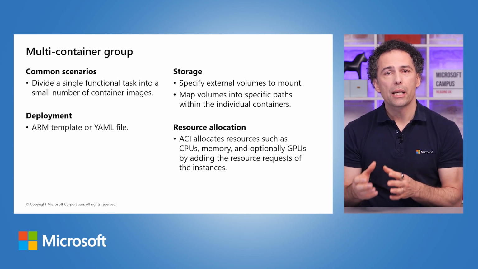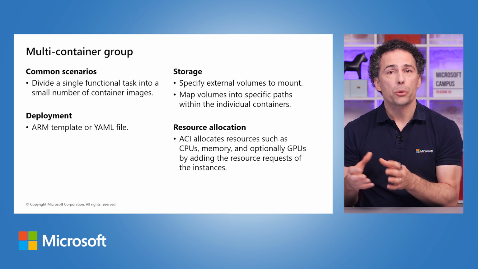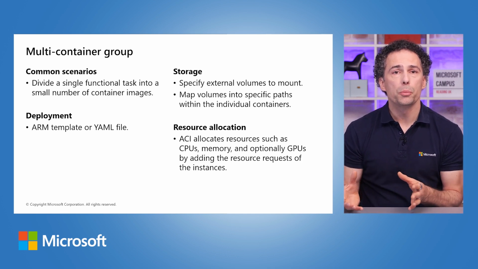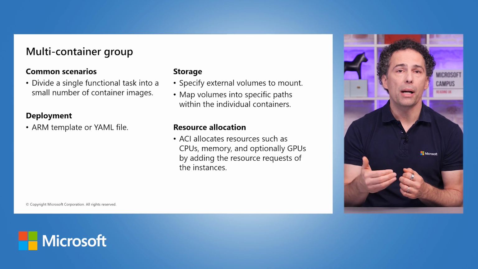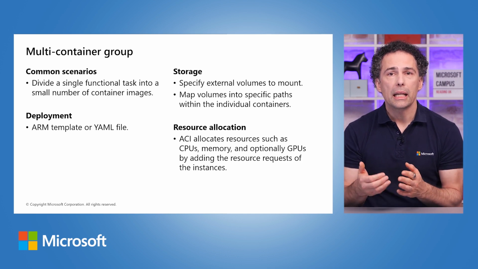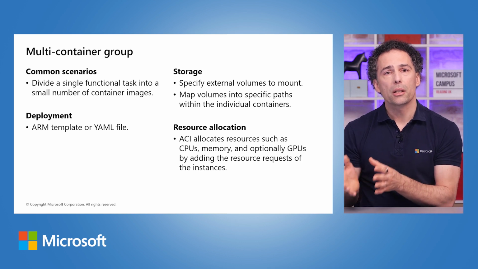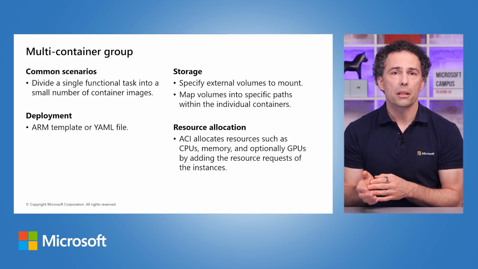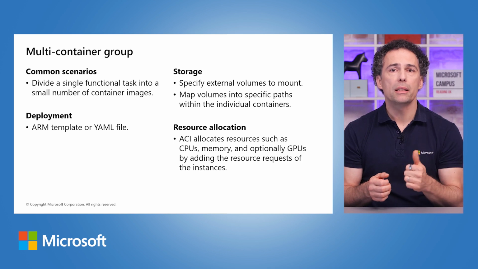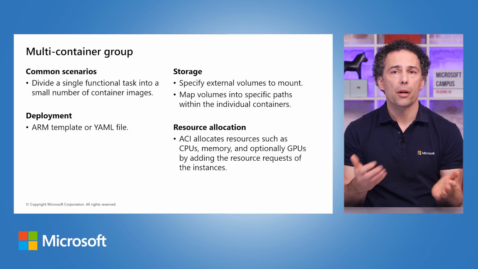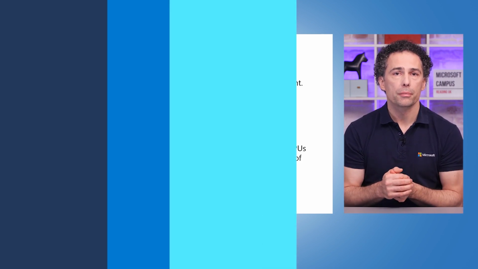For resource allocation, since the resources are shared by all containers in the group, you can add resource requests for each instance. Taking CPU resources as an example, if you create a container group with 2 container instances, each requesting 1 CPU, then the container group is allocated 2 CPUs in total.